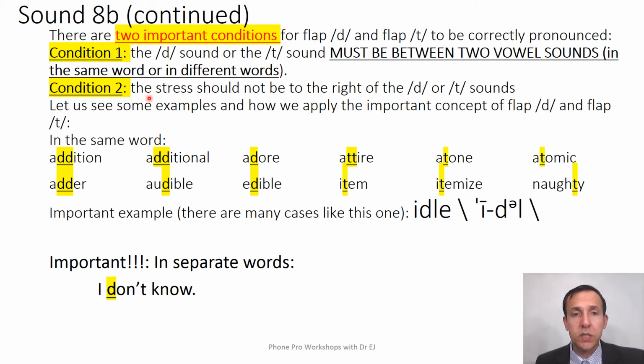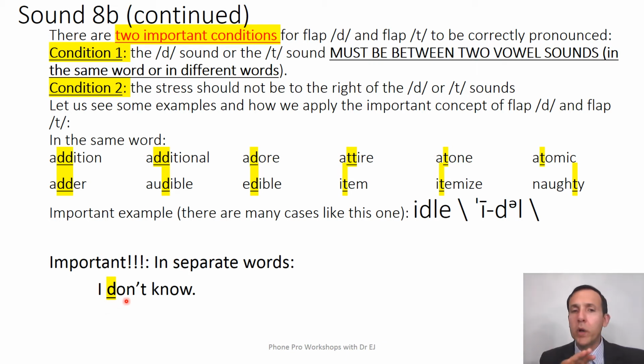Condition number two, which is the stress, should not be to the right of the D or the T sounds. Well, if you stress the auxiliary verb, that's it. Condition number two will not be met. And you will have to say, Officer, I don't know. And in that case, you don't say, I don't know.